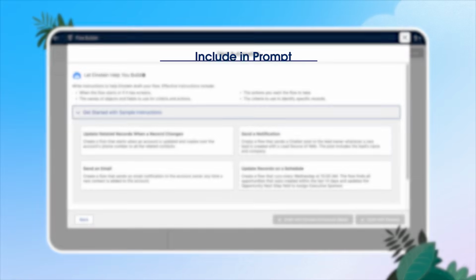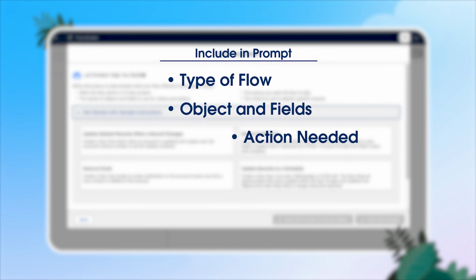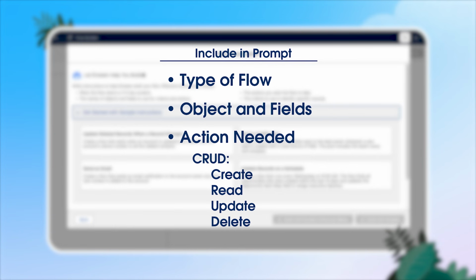In our prompt, we always want to make sure to include the type of flow and the object and fields involved in the entry condition. And we want to add the action that's needed. So think your CRUD permissions: create, read, update, delete.